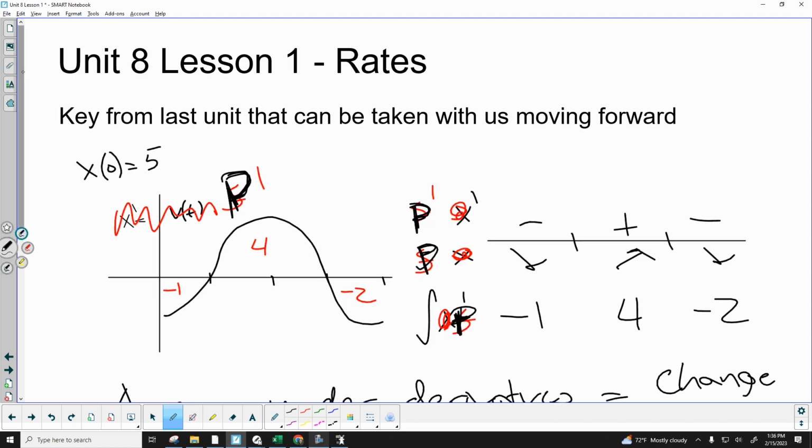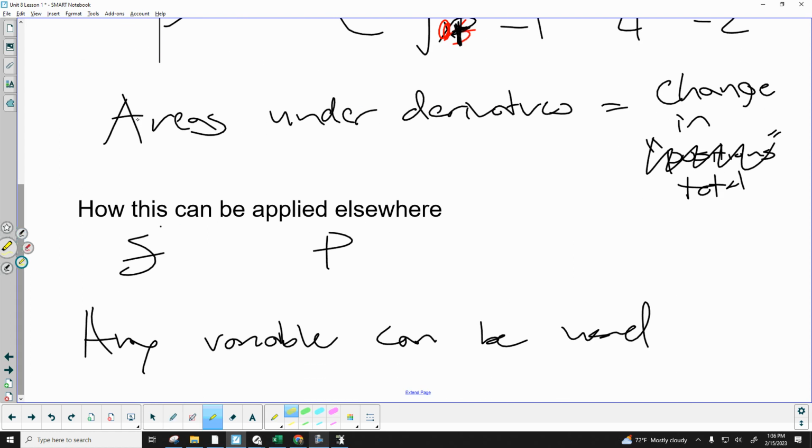Now let's go back a little bit. We said areas under derivatives are changes in positions or changes in total. What are our other words for derivatives besides slope of a tangent? Derivative, slope of a tangent, what's the third thing? Tell your neighbor. Derivatives are slopes of tangents, which give you what? What's the third thing that's synonymous with the same thing? A rate of change. A derivative is a rate of change.